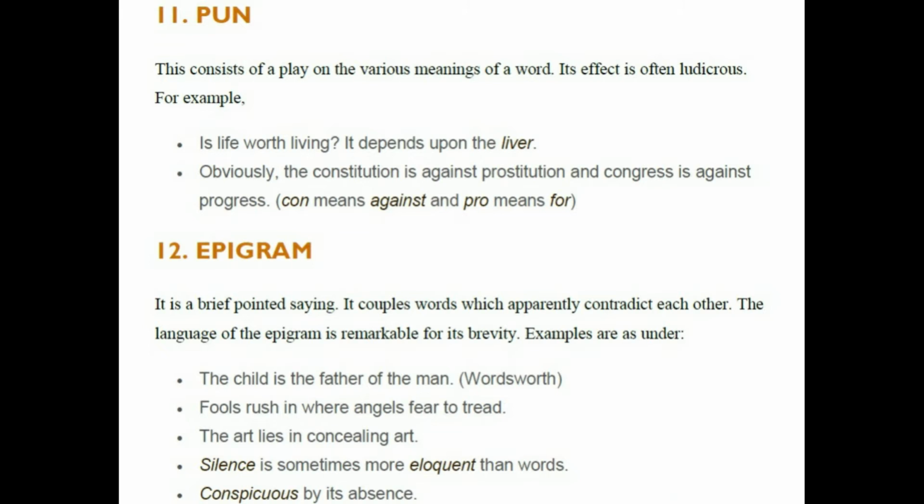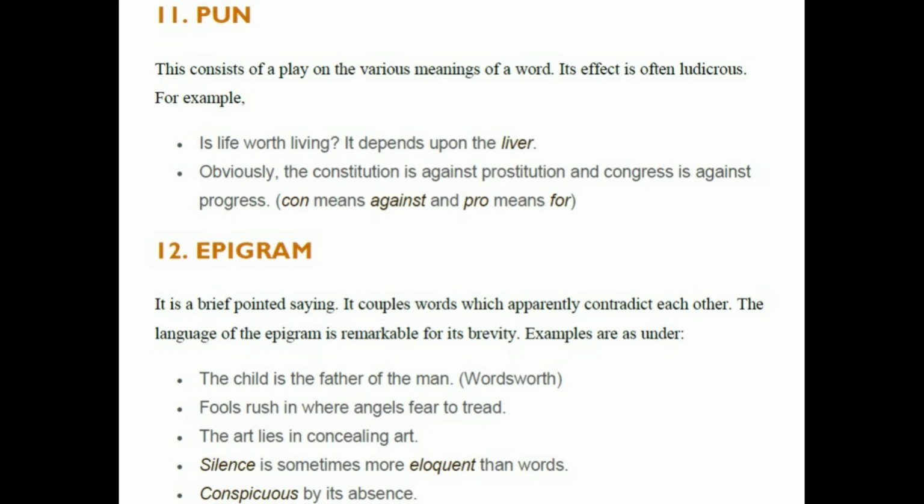Going further, for example, first one, is life worth living? It depends upon the liver. Next one. Obviously, the Constitution is against prostitution and Congress is against progress. That is, con means against and pro means for. So here you have to understand, students, that pun is used for making laughter.